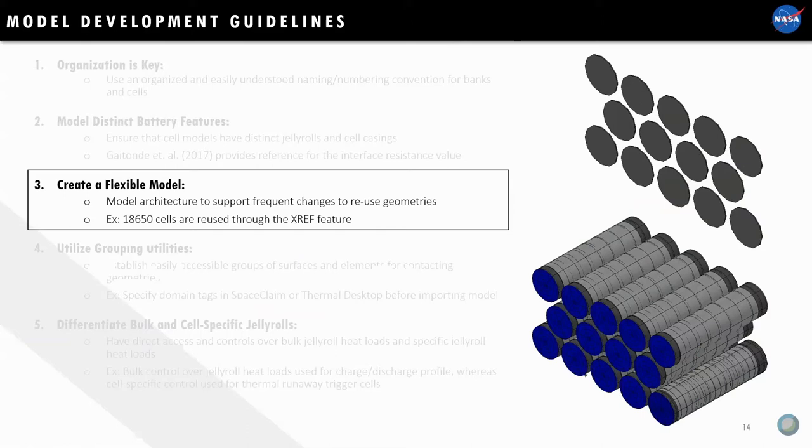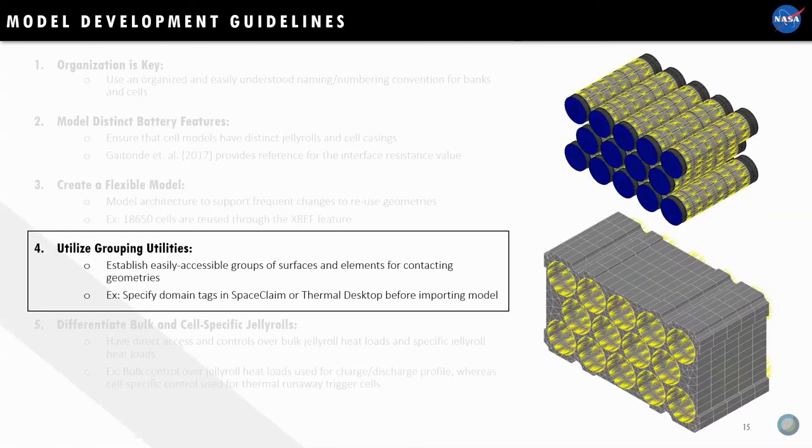For our third guideline, we emphasize model flexibility. It is important for this model to be able to support frequent changes, to take advantage of reused geometries. For example, we use the XREF feature to support changing the trigger cell position between, again, the central position and the corner position. Just with the click of a button, we could change it instead of having to develop a whole new model. Other software has features similar to this. Just use something where if you make one change in a part, it can update in the assembly. That's really convenient.